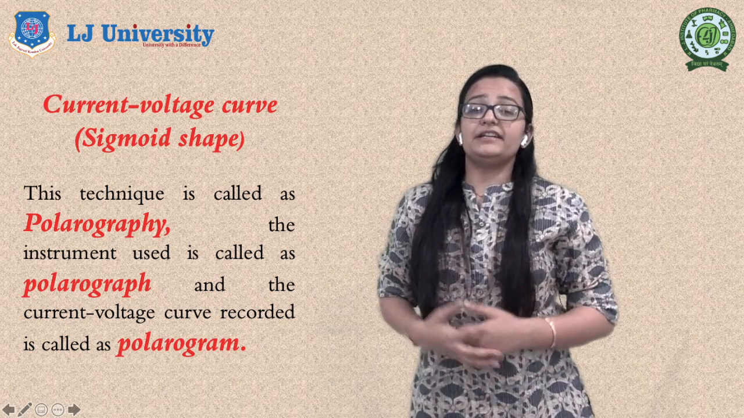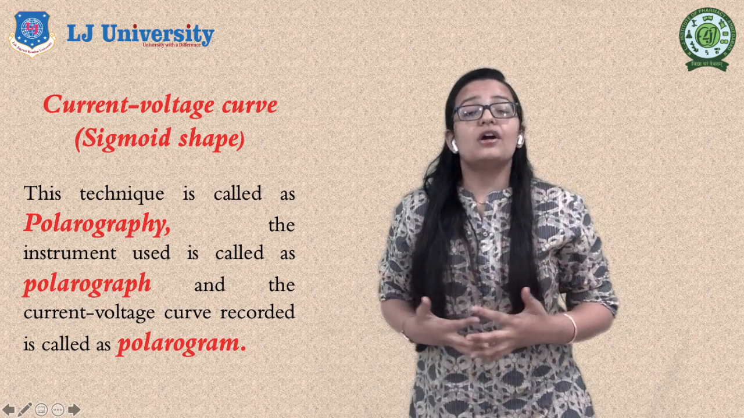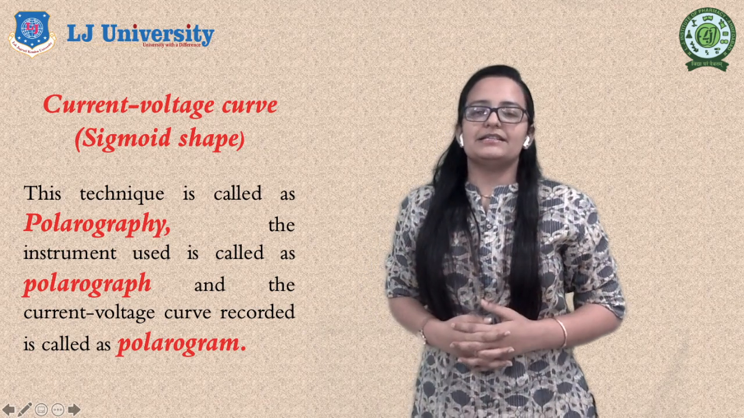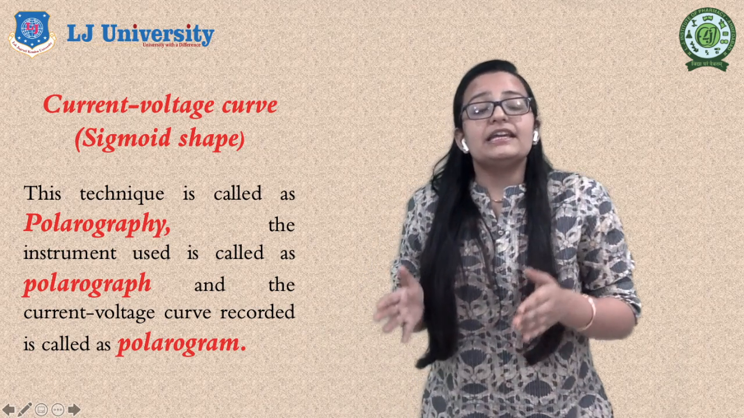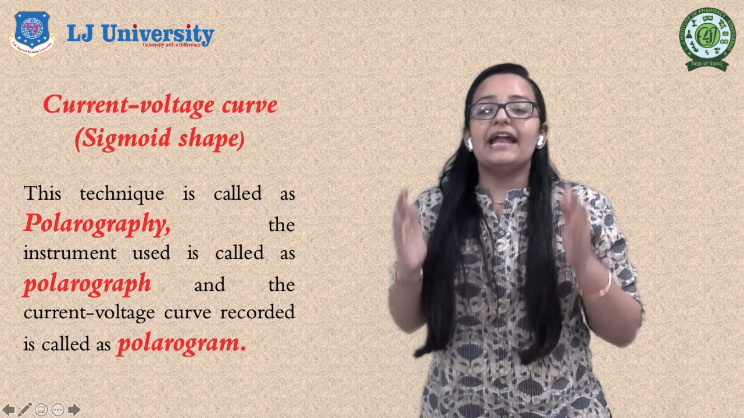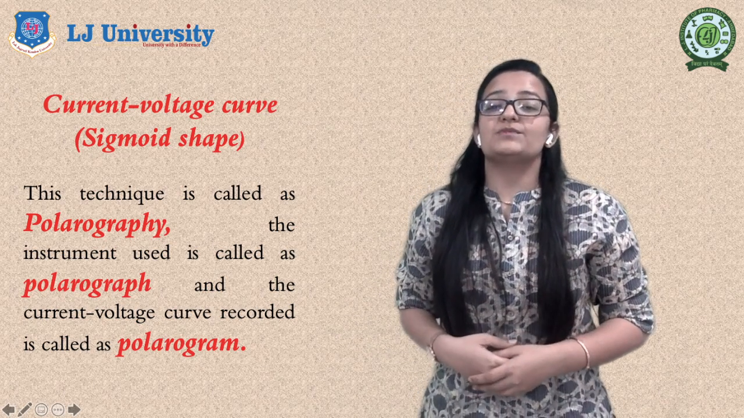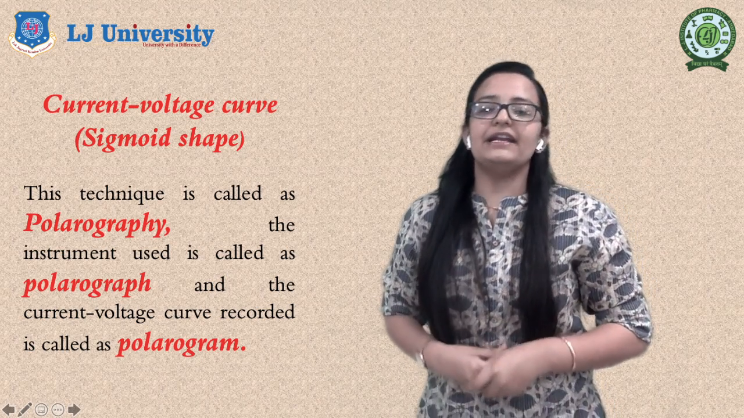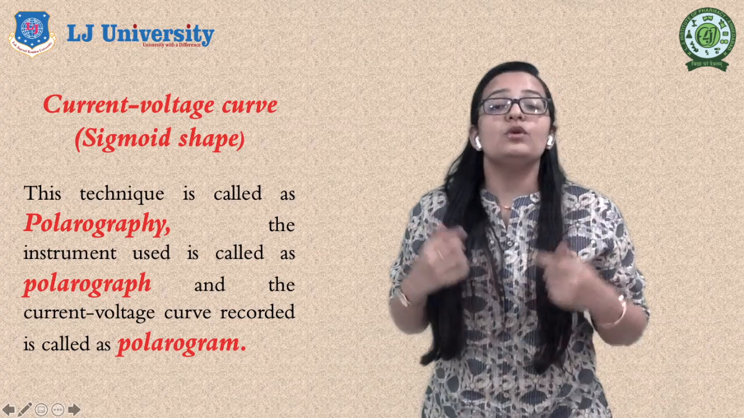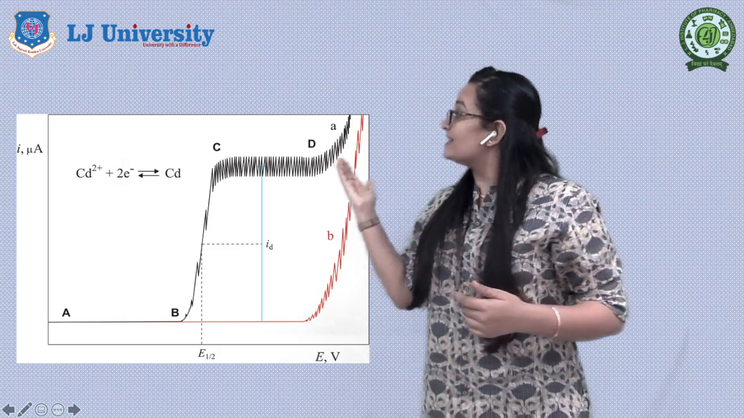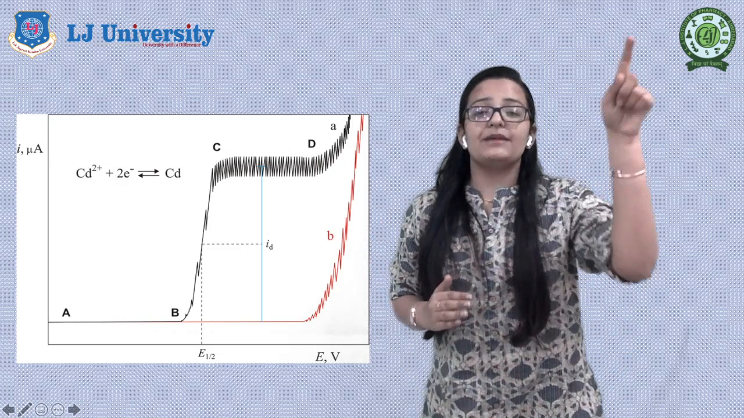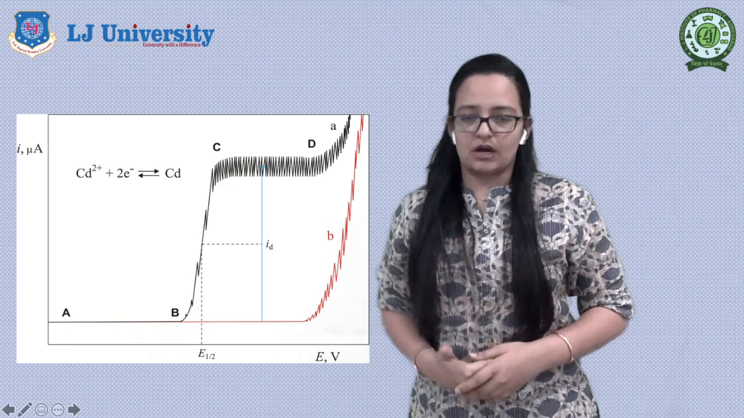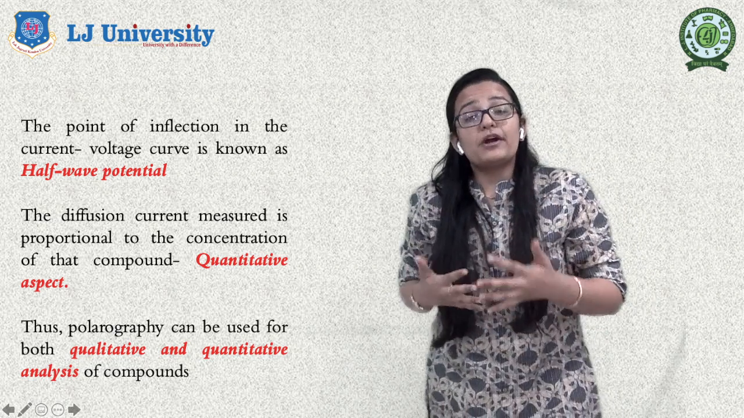From the current voltage curve, also called a sigmoid shape, qualitative and quantitative analysis can be performed. This technique is called polarography and the instrument used is called a polarograph, and the current voltage curve recorded is called a polarogram. So here you can see the sigmoid shape curve. It is also called the current voltage curve. Now the next point.